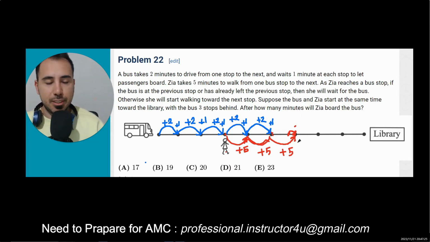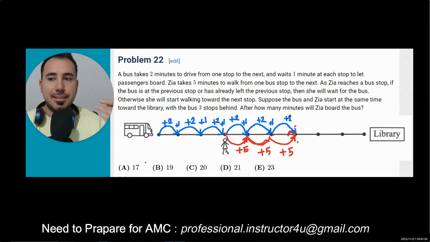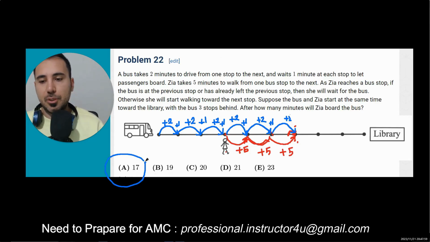So the bus is coming, and Zia will wait for the bus in this case. So 15 minutes so far, another 2 minutes here. After 17 minutes, Zia and the bus are at the station, and she has 1 minute to board. So this is 17 minutes, and you would see that 18 is gone, because at 17 minutes both of them are there. Maybe it takes up to a minute for them to board. That's why 18 is not there, so that nobody will be confused. So after 17 minutes, Zia will be there.